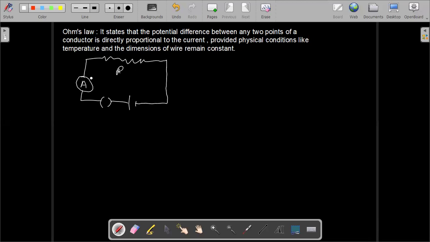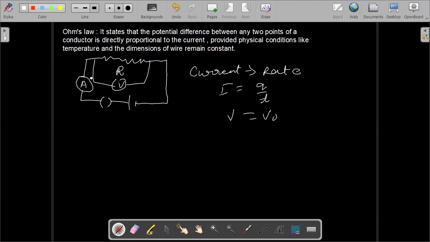So this is your resistance R, and suppose I measure the potential difference V across this. As we discussed, current is the rate of flow of charges and it is measured by the ammeter. So current will be measured in ampere. It is a rate of flow of charges, so current I is written as Q by T, the number of charges crossing a given cross section per unit time, that we call current. And electric potential V is measured in volts.